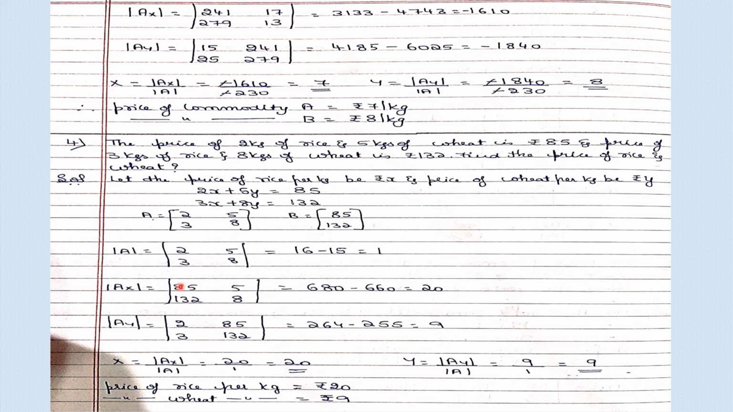In the place of x, write the value of B. In the place of y, you write the value of B. Then calculate, and you will get the answer for both x and y. So the price of rice per kg is rupees 20 and the price of wheat per kg is rupees.